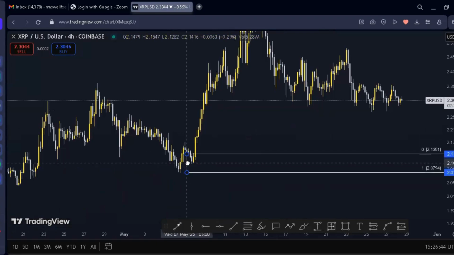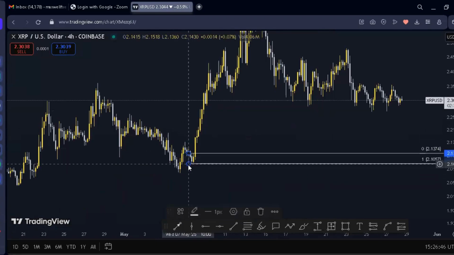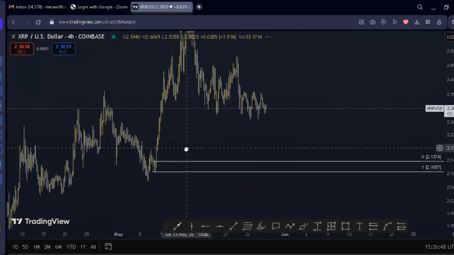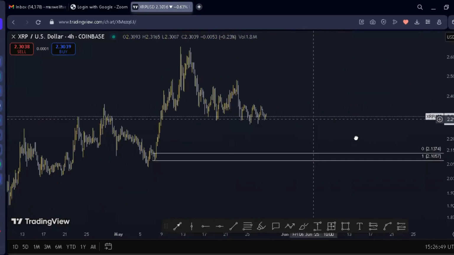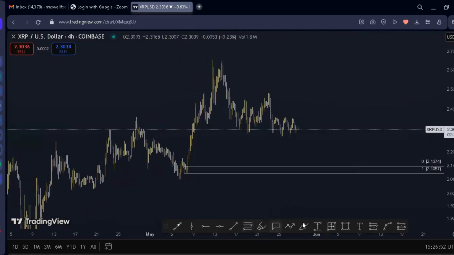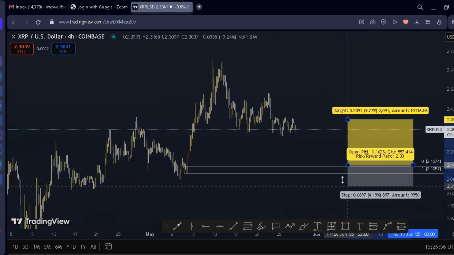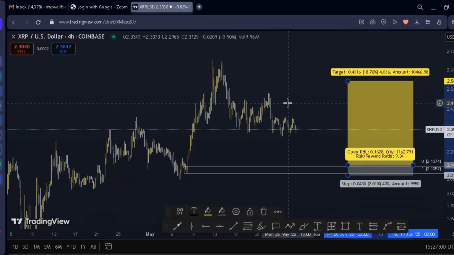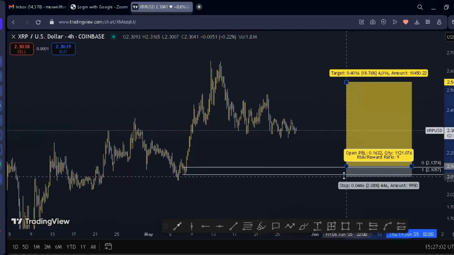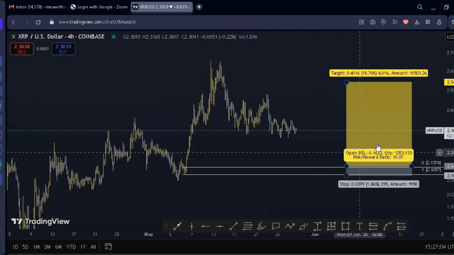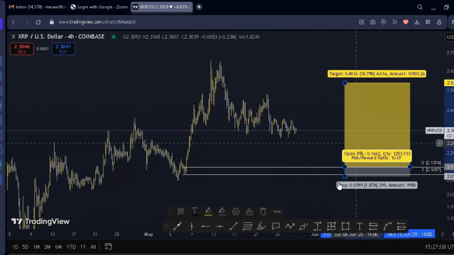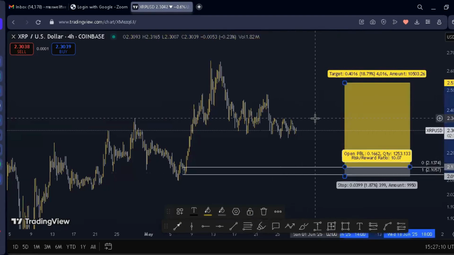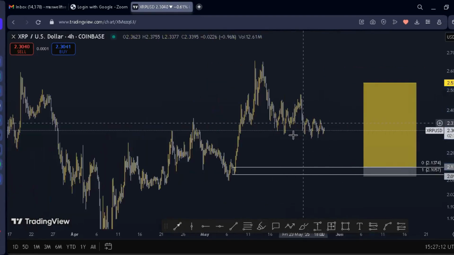we have this area here, a very good area to buy from, right? If you are too ambitious, you can get a 1:9 or even a 1:10 if your stop losses are a bit tight. But I think this is good enough. Okay.